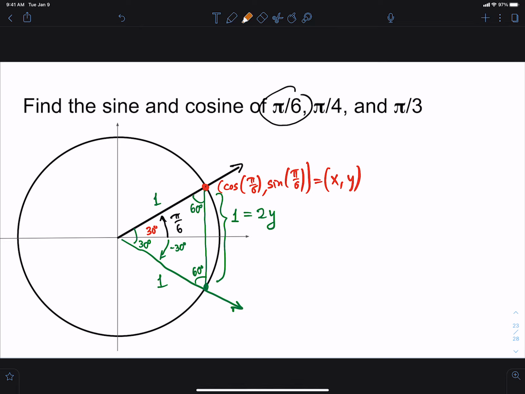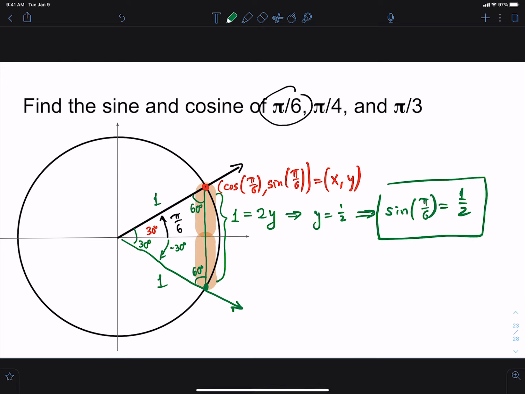You can see that there's this far is y, and then this far is y. So 2y is 1. That means that y is 1/2, and that means that we have just discovered that the sine of pi over 6 is 1/2. That is worth putting a box around.